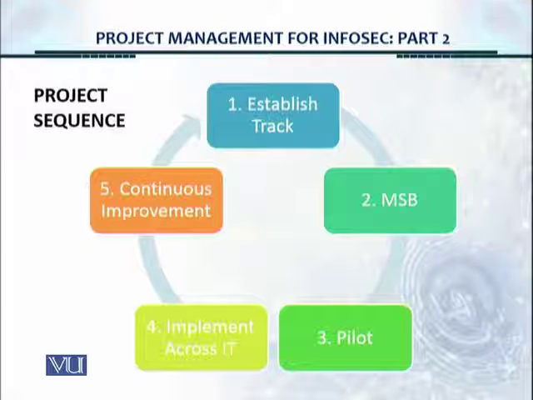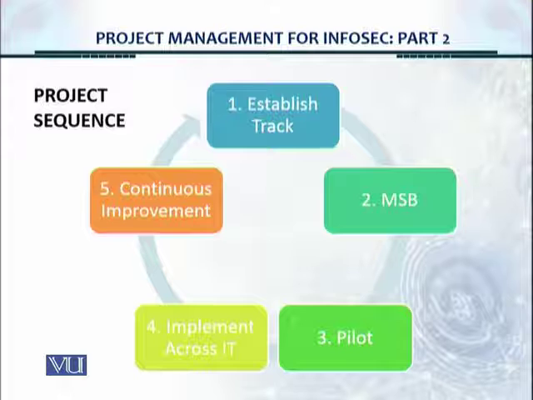Now, the project sequence is also very important. When we talk about structure, it's also important how you sequence the activities. So the first activity is that you establish tracks, because there's so much work to do and you really have to break it down into chunks. So we establish tracks. For example, the data center and the workstations are separate tracks, and then the mobile security is a separate track, and the enterprise ERP is a separate track.